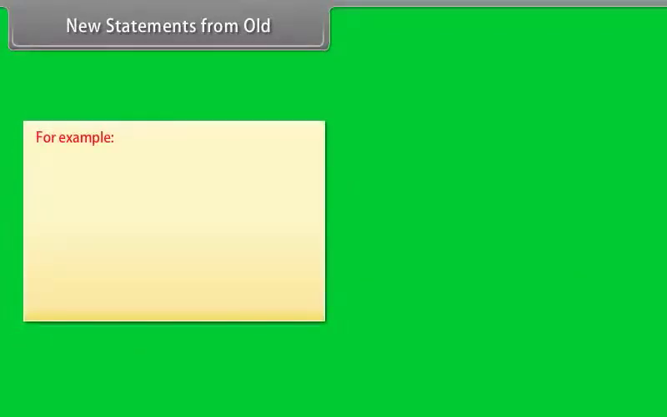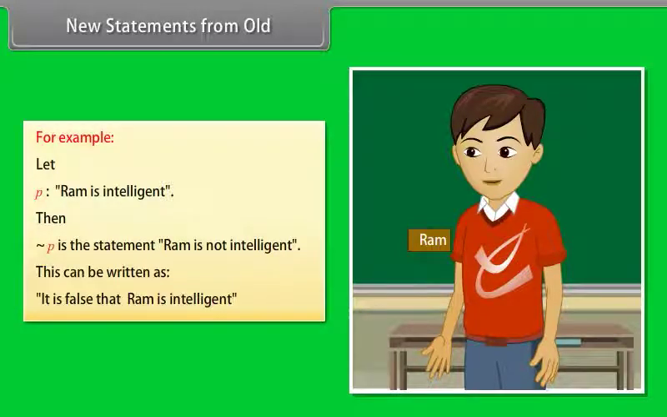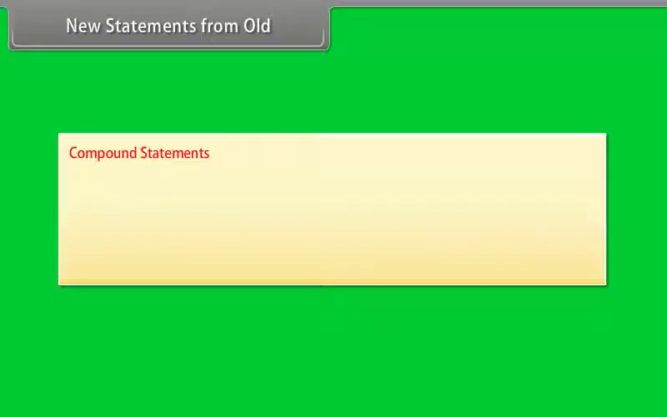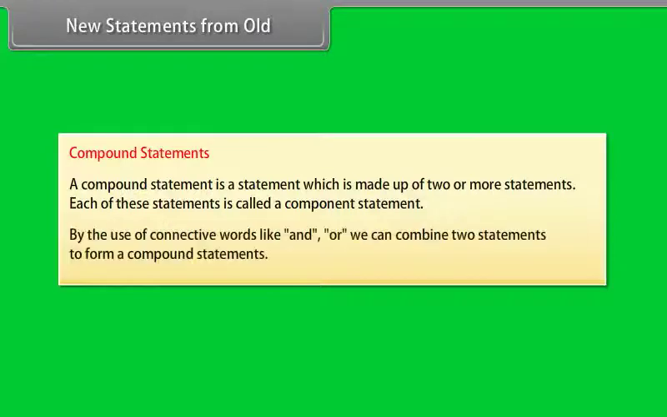For example, let P be the statement "Ram is intelligent." Then "not P" is the statement "Ram is not intelligent," or "it is false that Ram is intelligent." Compound statements. A compound statement is a statement which is made up of two or more statements. Each of these statements is called a component statement. By the use of connective words like and, or, we can combine two statements to form a compound statement.